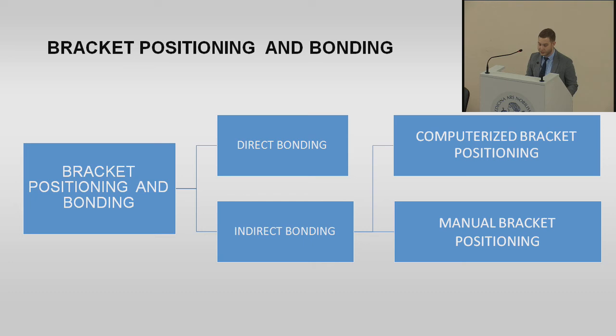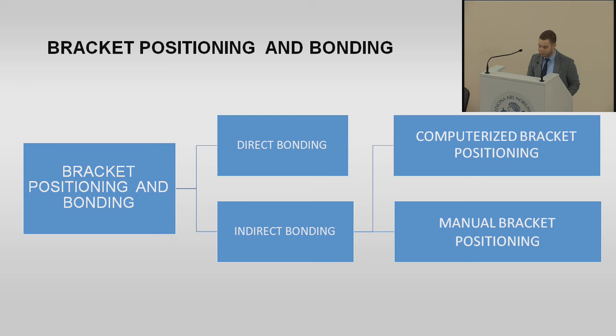printing and so on. But let's face the bracket positioning and bonding. What's the situation nowadays? So mostly it is divided into direct bonding or indirect bonding, because it depends on which school you are practicing in your dental office. Indirect bonding is divided into computerized bracket positioning, like Insignia and so on, and also manual bracket positioning on a dental stone model, or in our case on a 3D printed one.